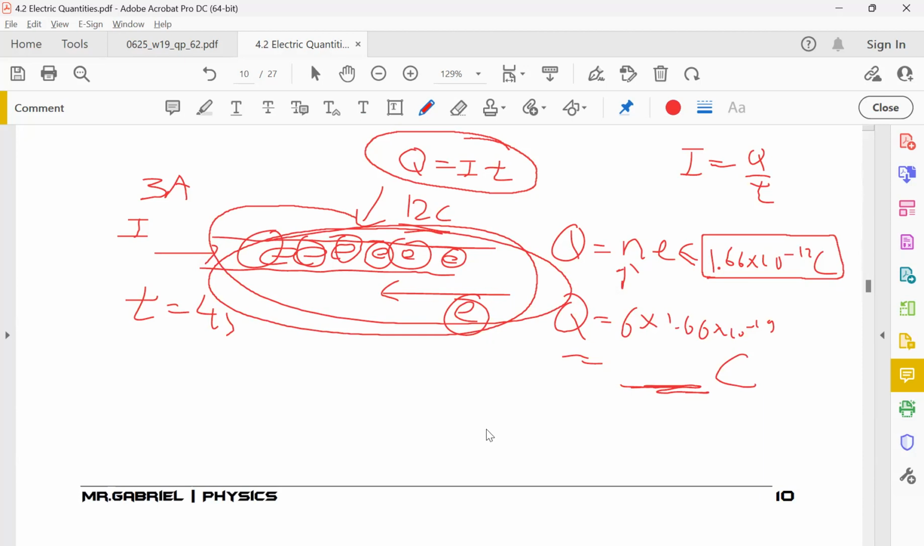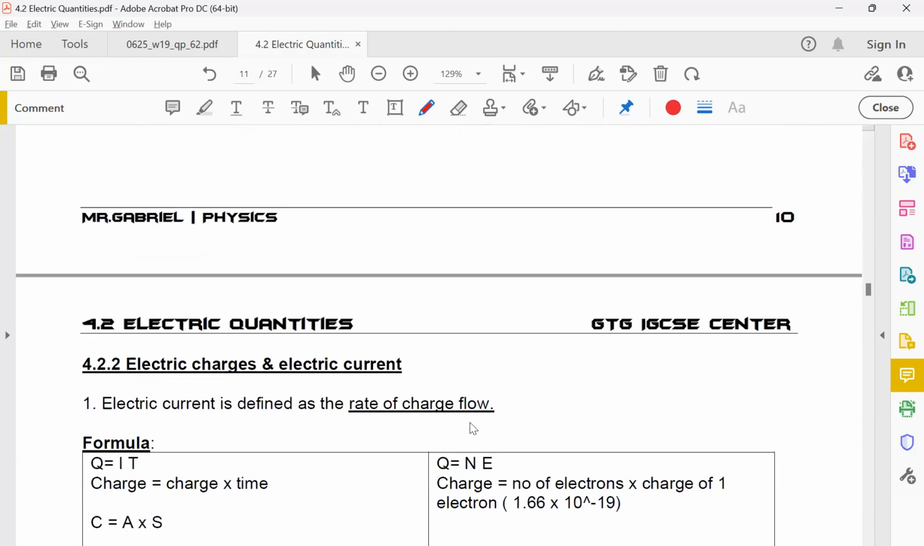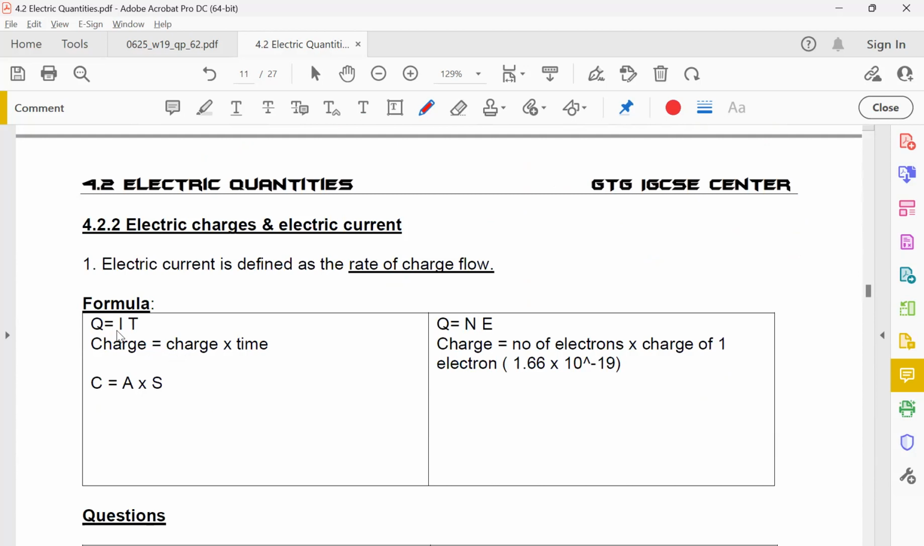Anyone don't know what I'm talking about? This is important, by the way. It's just formula, actually, not much to explain. So if you look at these two formulas, charge is equal to current times time. And charge is equal to NE, number of electrons multiplied by the charge of one single electron, which is 1.66 times 10 to the power of -19 coulombs, guys. Charge is also measured in coulombs, guys. Copy this down and start attempting the 5 questions below.